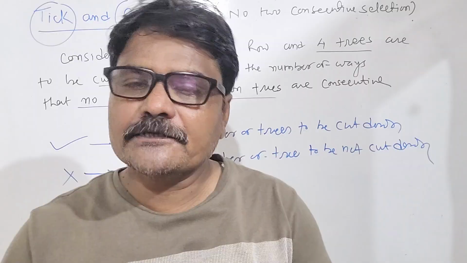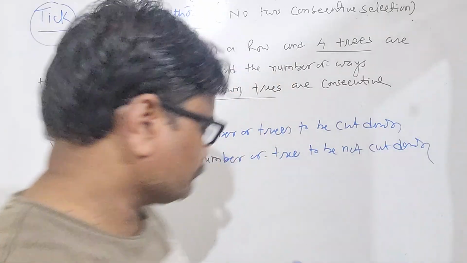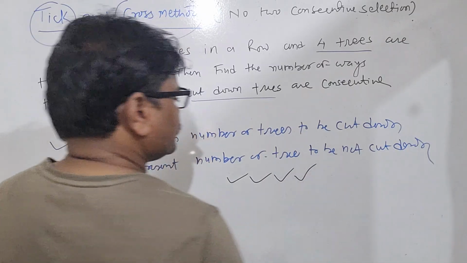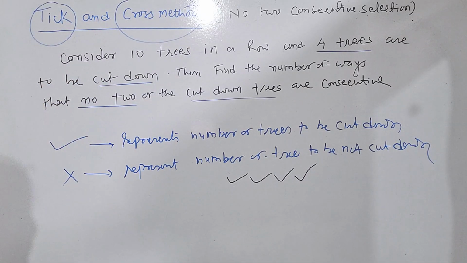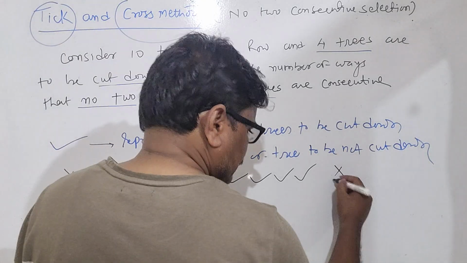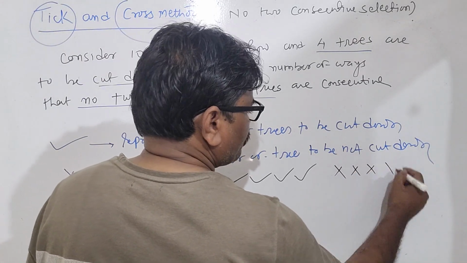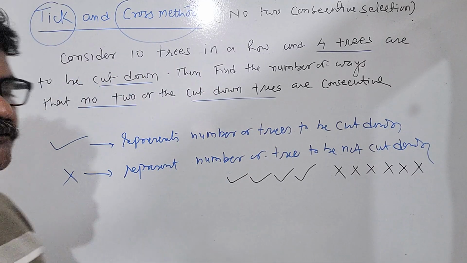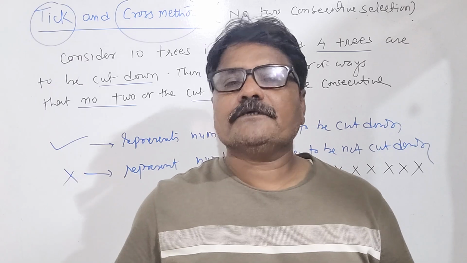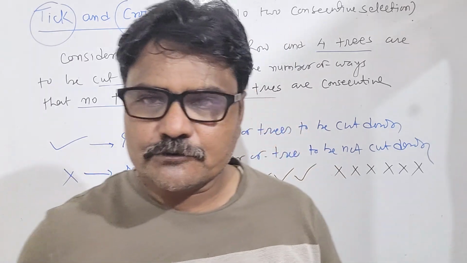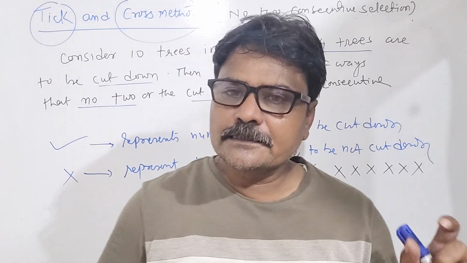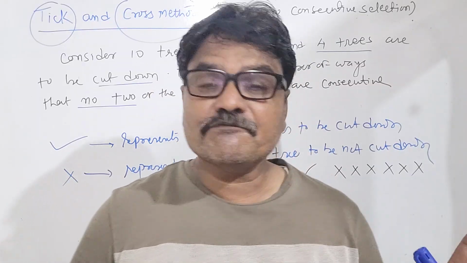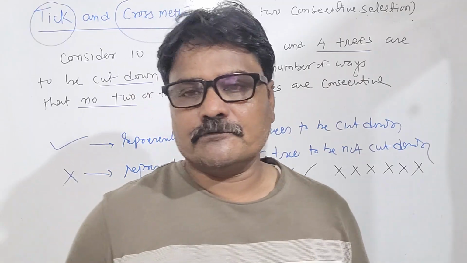4 trees are to be cut down, therefore we will have 4 ticks. And how many trees are not to be cut down? We will have that many crosses. So how many crosses will be there? 6 crosses will be there. Now what to do after that? We have identified there should be 4 ticks and 6 crosses: cross for the trees not to be cut down, tick for the trees to be cut down.